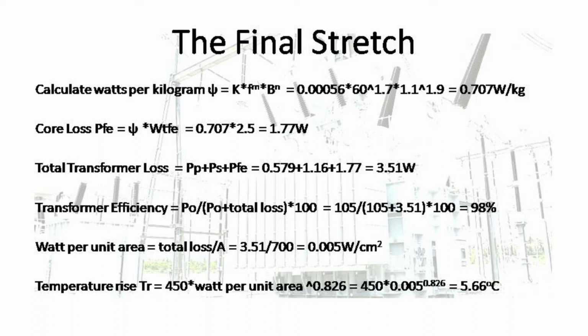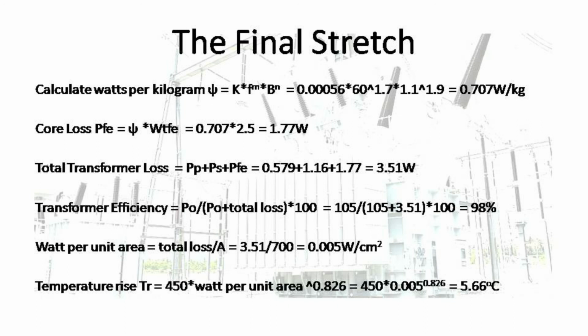And with the total loss, of course, you can finally find your designed transformer's efficiency, and the formula is pretty much standard for all efficiency formulas. In this case, it's your output power divided by your total power, which is your output power plus your losses, times 100, which is 105 over 108.51 times 100, which equates to somewhere around 98%.